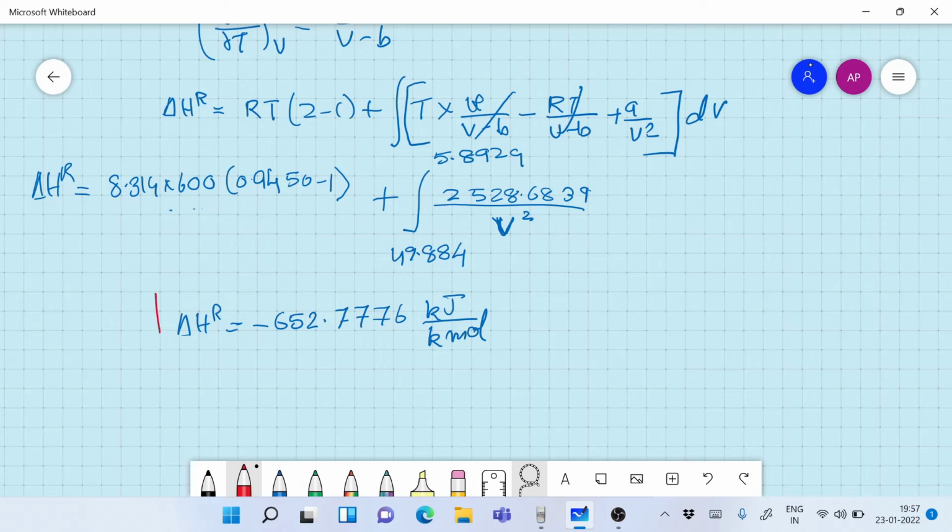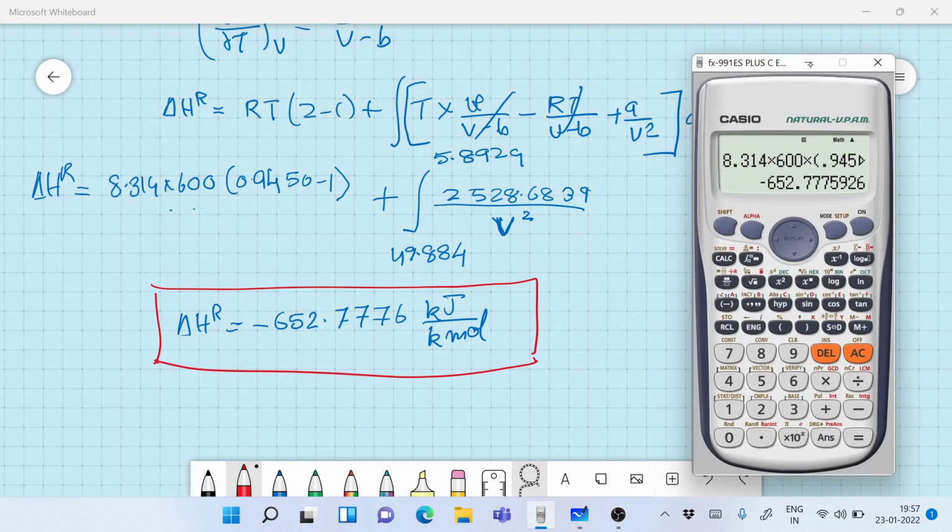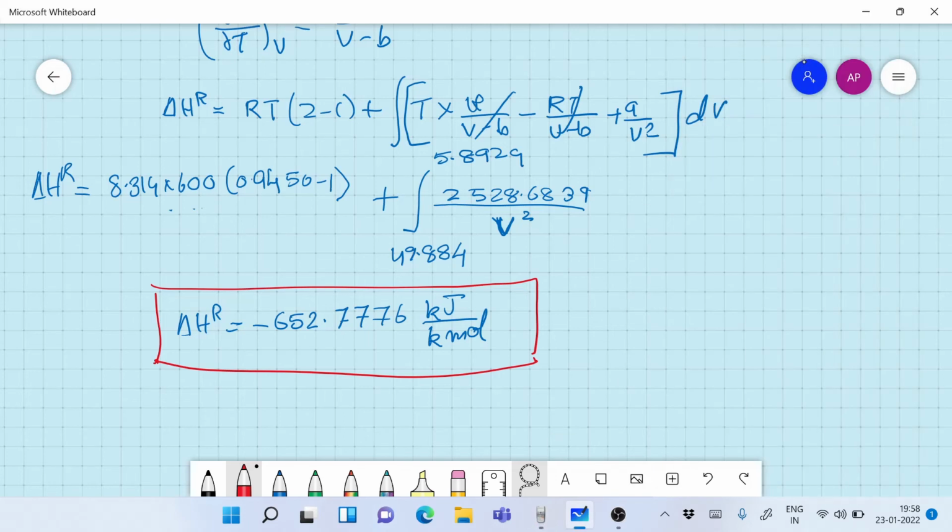Wasn't that easy to do? I recommend that all of you, if you have this calculator, of course, I'm not an affiliate marketing fan of this calculator, but I would recommend most students to purchase the FX-991ES, because this solves an integral and I find it very natural to use.